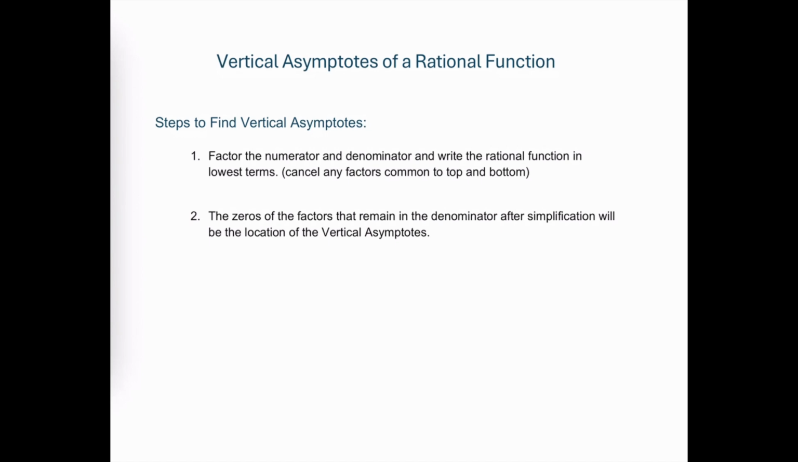When we have a domain restriction on a rational function, one possibility for how that manifests on the graph is that we'll see a vertical asymptote at that domain restriction.